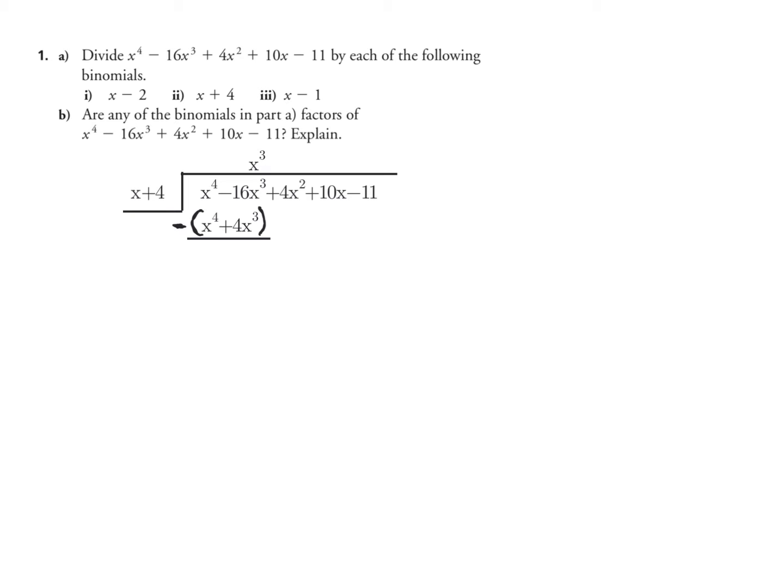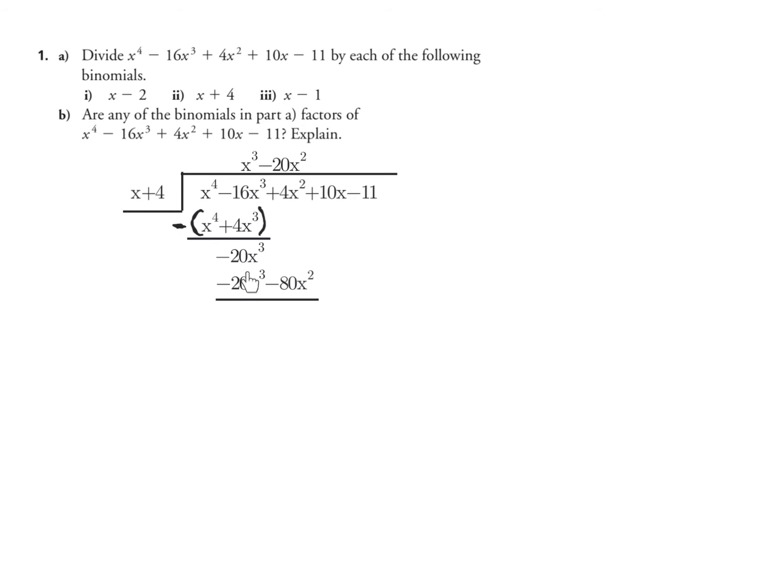So x to the 4 minus 16x cubed minus (x to the 4 plus 4x cubed) is going to be, these guys cancel, and negative 20x cubed. Now negative 20x cubed has to be divided by x, so you're going to get negative 20x squared. Then it comes back down and multiplies by this whole thing. So negative 20x cubed minus 80x squared.